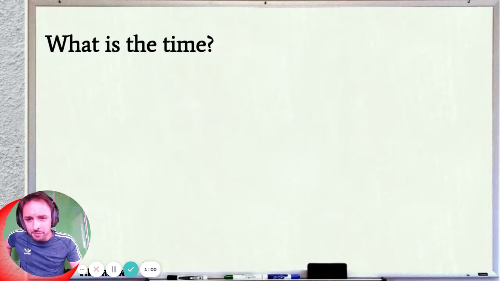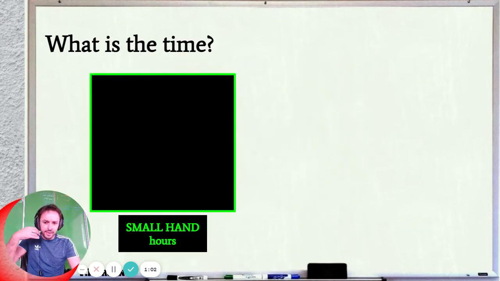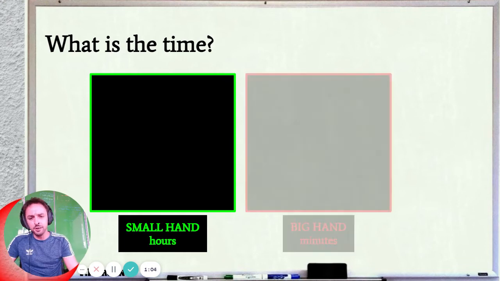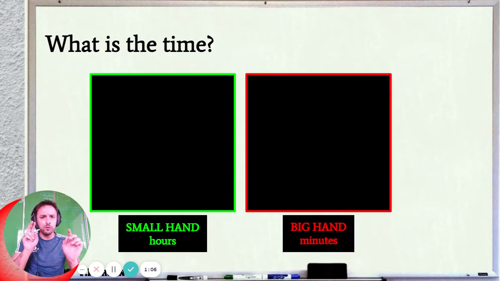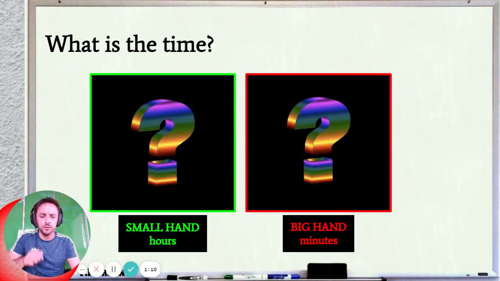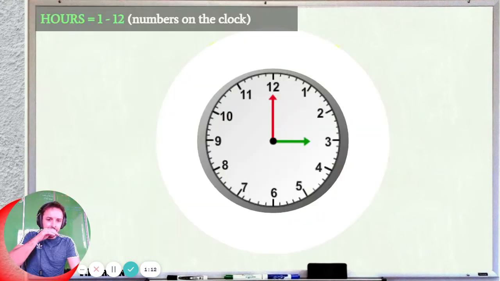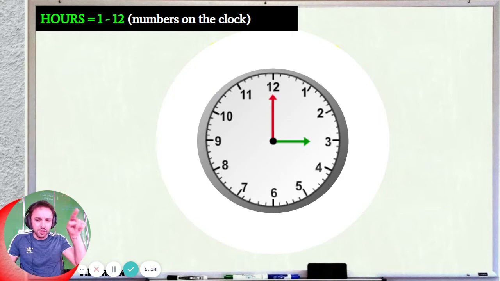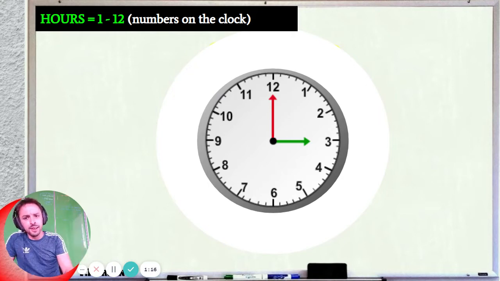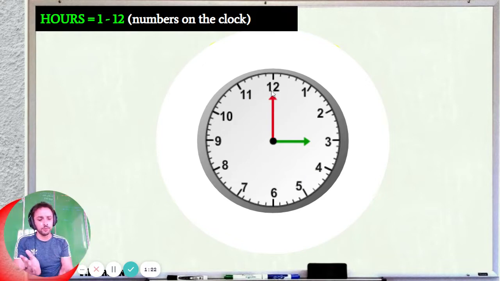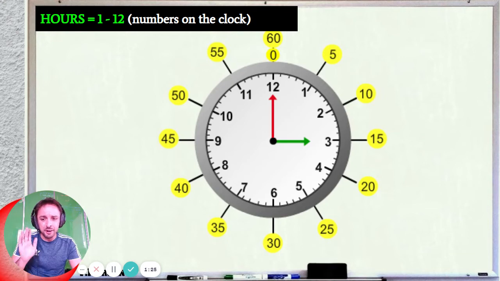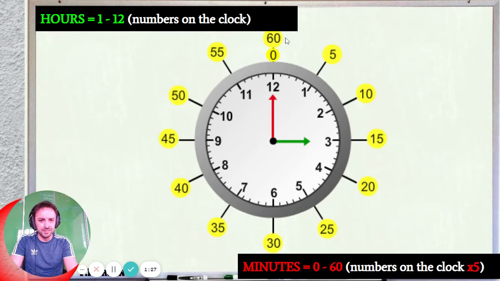Okay, what is the time? You say it's, then the hour, and then the minutes. That's all you need. 2 numbers, the hour, and then the minutes. How do we know the hours? The hours are the numbers on the clock, and there are 12. There's 1, 2, 3, 4, 5, 6, 7, 8, 9, 10, 11, 12. These are your hours. Then the minutes, there are 60 minutes.